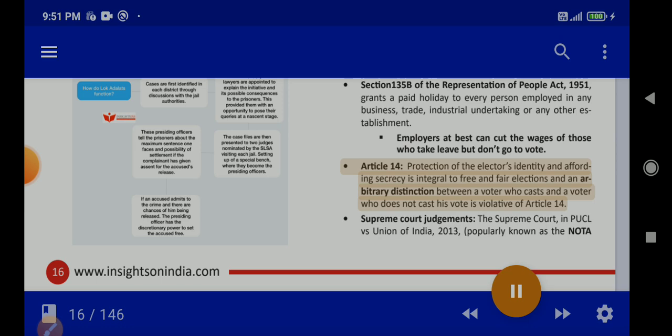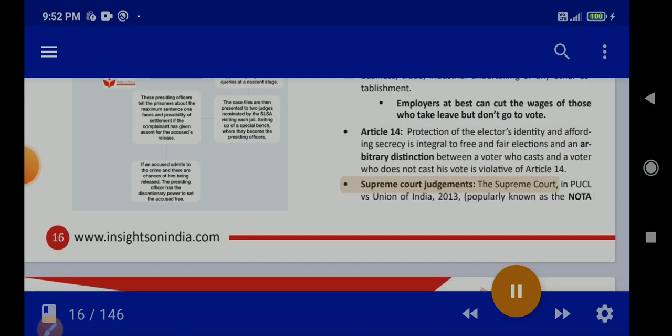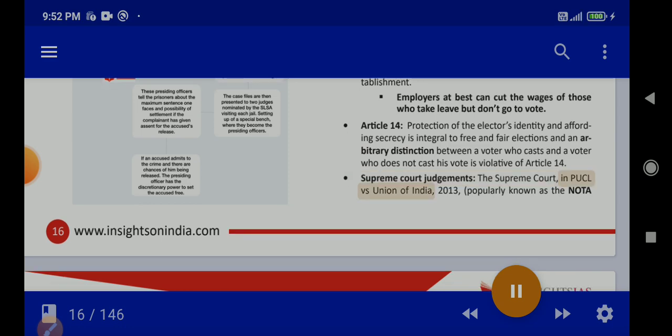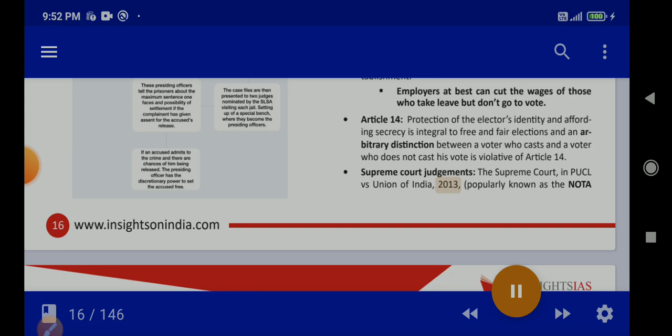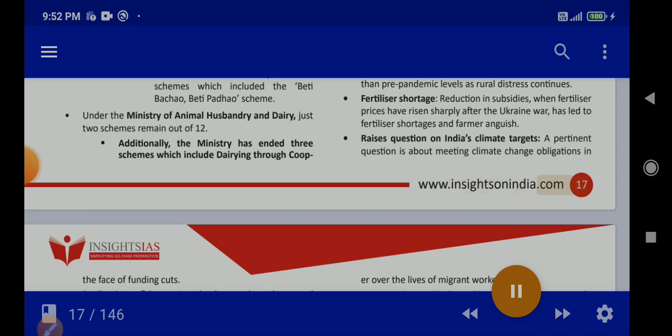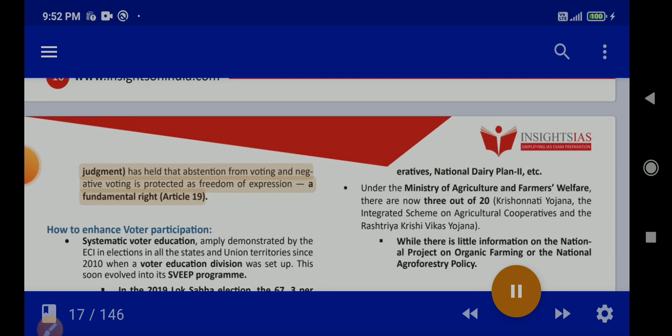Article 14: protection of the elector's identity and affording secrecy is integral to free and fair elections, and an arbitrary distinction between a voter who casts and a voter who does not cast his vote is violative of Article 14. Supreme Court judgments: the Supreme Court, in PUCL vs Union of India, 2013, popularly known as the NOTA judgment, has held that abstention from voting and negative voting is protected as freedom of expression, a fundamental right, Article 19.